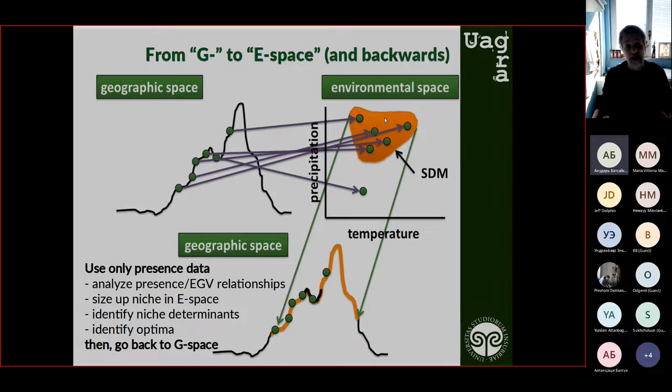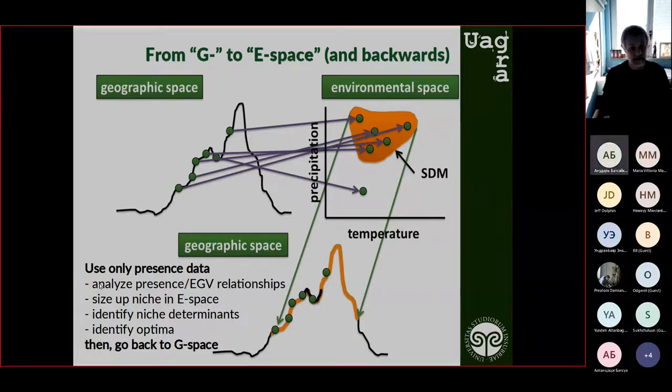So if I go back to the geographical space, any point that has this value of high precipitation and average temperature is good for the species here. So you can project back your niche from the E space to the G space. Now our workflow to make models is rather clear and defined.